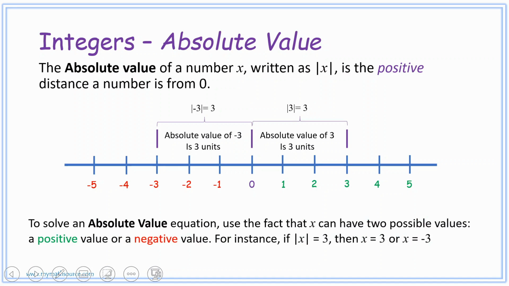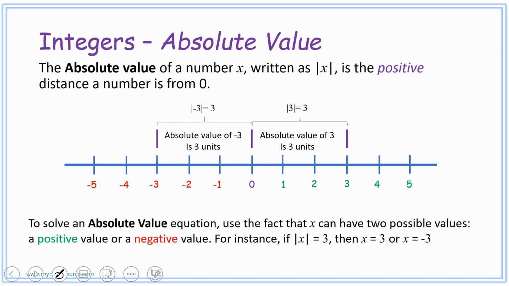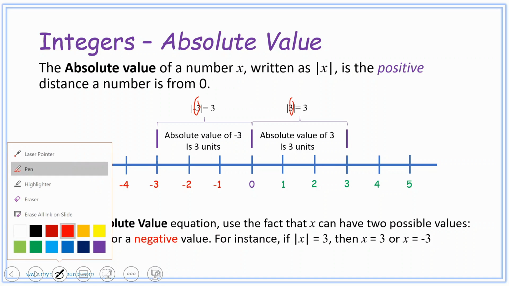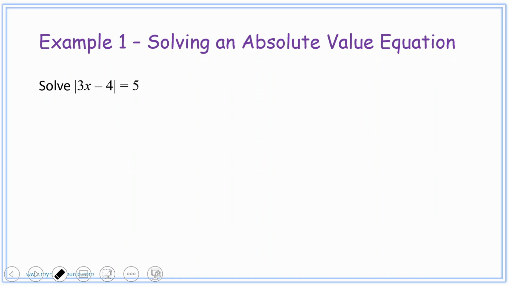To solve an absolute value equation, use the fact that x can have two possible values, as you see up here on our diagram, a positive value or a negative value. So for instance, the absolute value of x equals 3 can have x to be 3 or -3, as we see in our diagram. So if I was to work backwards and solve, you would see that -3 and +3 could be the values of x when the absolute value is simply 3 units away from 0. Now we have to keep that in mind because when you're solving an equation, you have to decide sometimes on that. All right, so now let's look at an example.